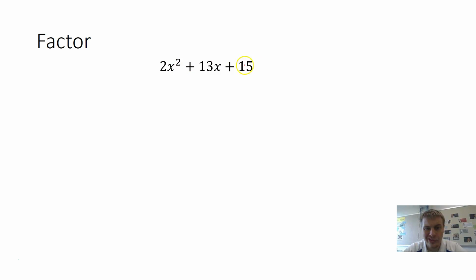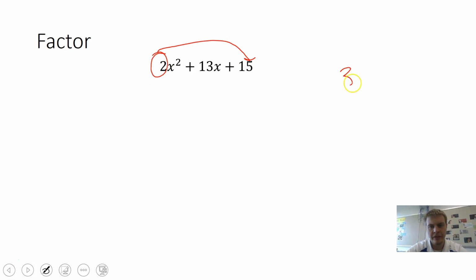So we also should notice that with 15, there's no way to make 15 become 13. So this is one of those problems where you want to make a polynomial to make it easier on yourself. So take the 2 and multiply it by the 15. That's going to give you 30. And then we're going to think about what multiplies together to give us 30 and adds together to give us 13. Well, that would be 10 and 3.